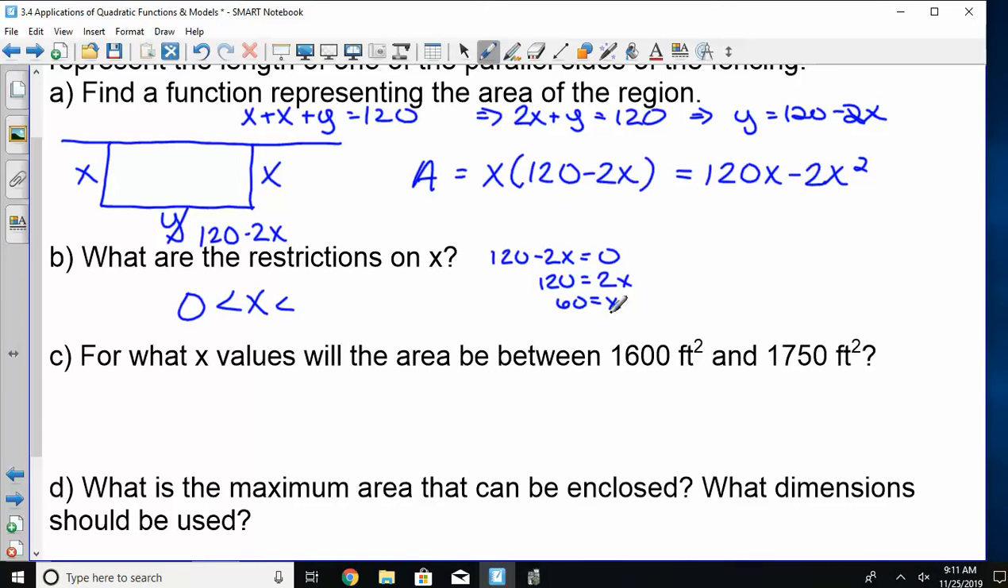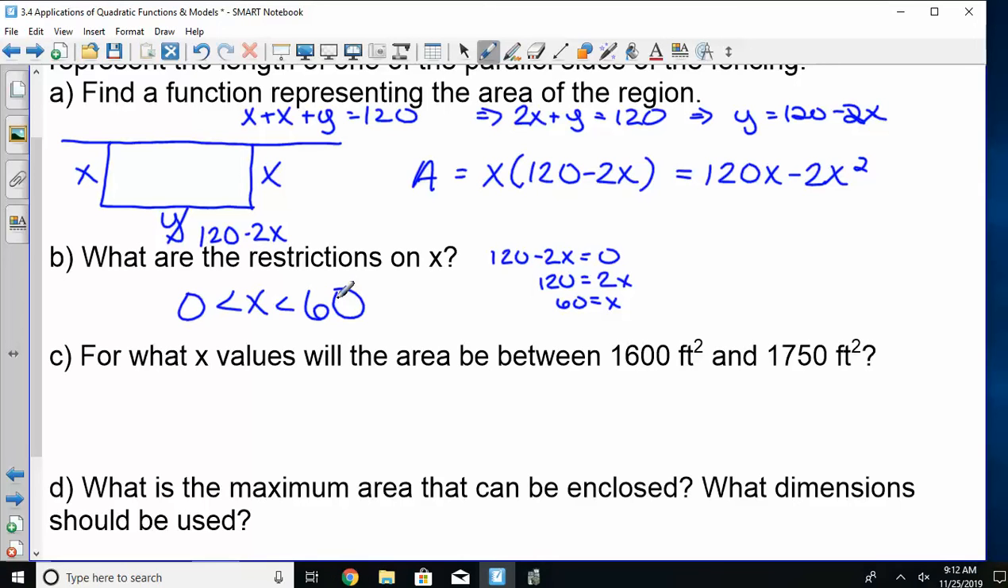Now, in practicality, would that make any sense? No. But we know it certainly can't be a negative, so the biggest it could be is 60. Now, I didn't put equal to there because you can't actually build a fence with a side of 0. But I'm saying it has to be some number between 0 and 60, so that neither of those sides has a negative length. Does that make sense?